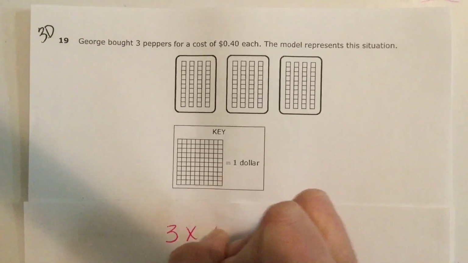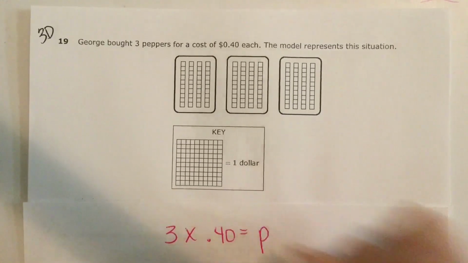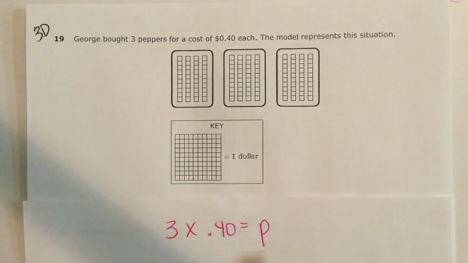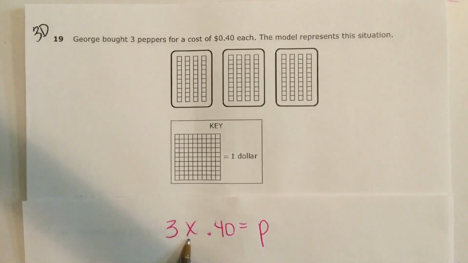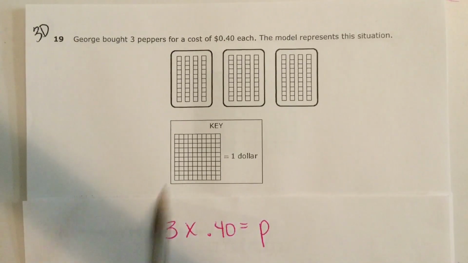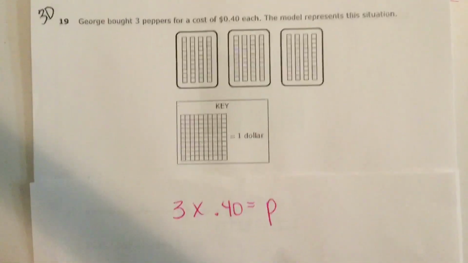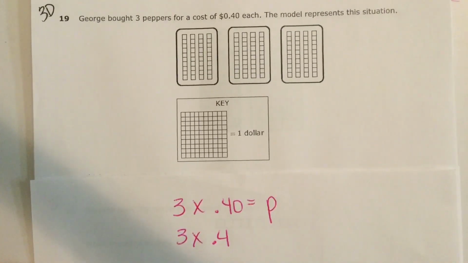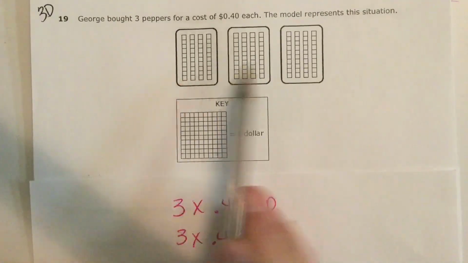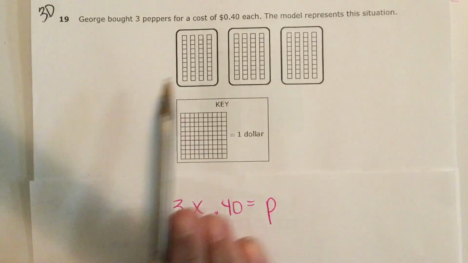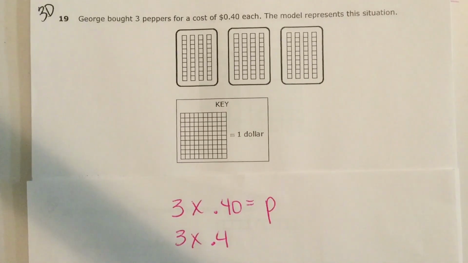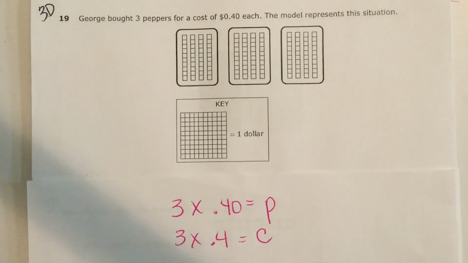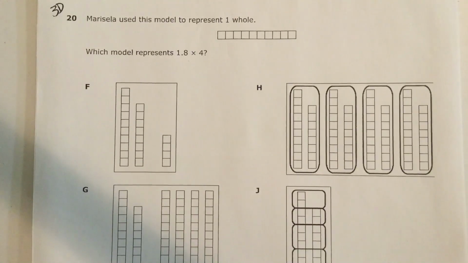So it would have been 3 times 0.40 equals P for peppers, or C for cost, or whatever you wanted to put. But this would be your equation. 3 times 40 cents. Because this is 10, 20, 30, 40. You could have even said 3 times 4 tenths. Okay? Because these are tens. That's 4 tens, 4 tens, 4 tens. So 4 tenths 3 times equals the cost of the peppers. Okay? On this one, really, you're just gonna have to give me the answer on it.